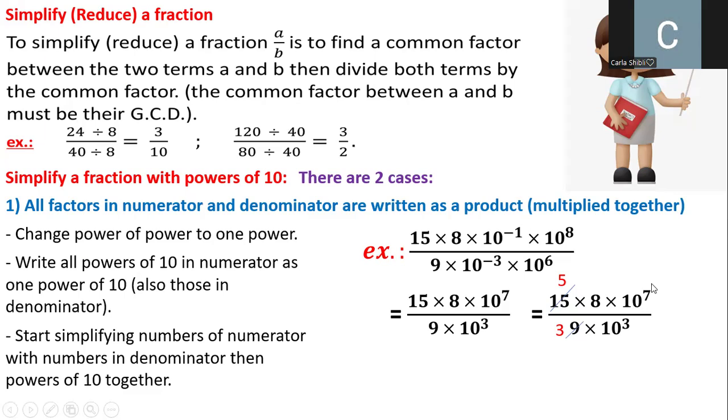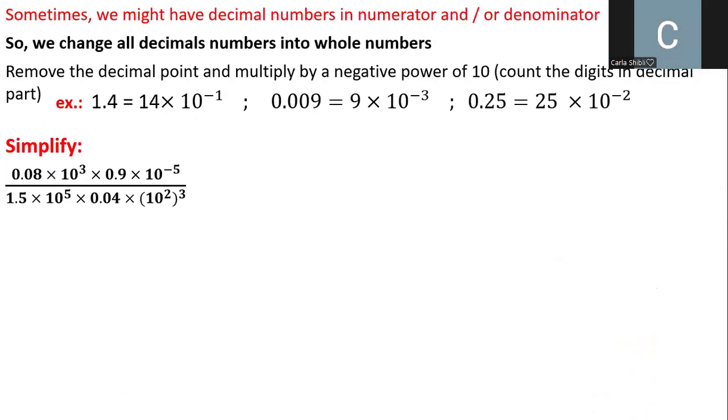I have 10 to the power 7 over 10 cubed. Division of powers having the same bases, different exponents. I ask, where is the exponent more, in the numerator or in the denominator? Of course, 7 in the numerator. So I keep base 10 in the numerator and I write 10 to the power 4 up. So my answer now is 5 times 10 to the power 4. 5 times 8 is 40 times 10 to the power 4 over 3.